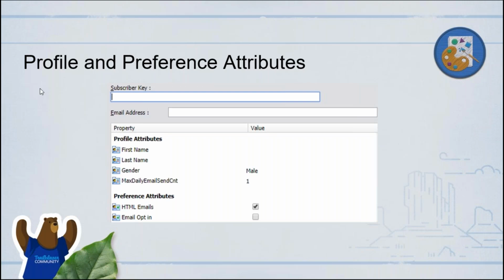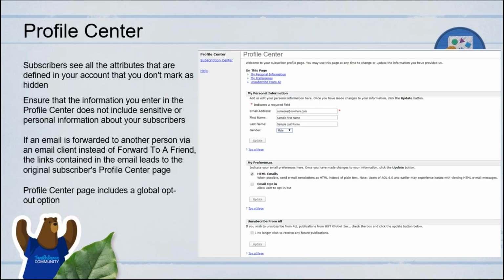Okay, so this one is primarily related to your Email Studio. You have profile and preference attributes that we can create for subscribers. Profile attributes, as the name suggests, are mostly demographic information or profile information about the subscriber. And preference attributes are mostly Boolean options, based on their preferences, if you want to track that information. And there are 2 links that you can put in your emails.